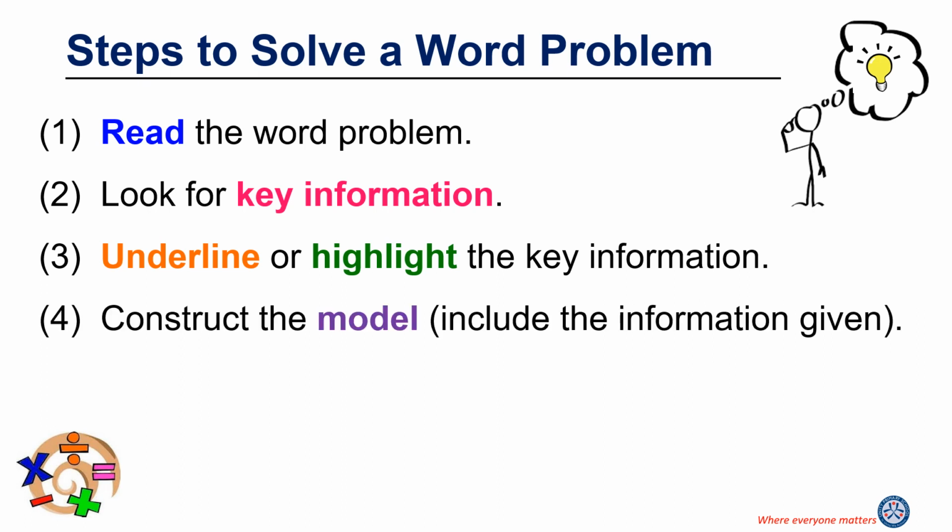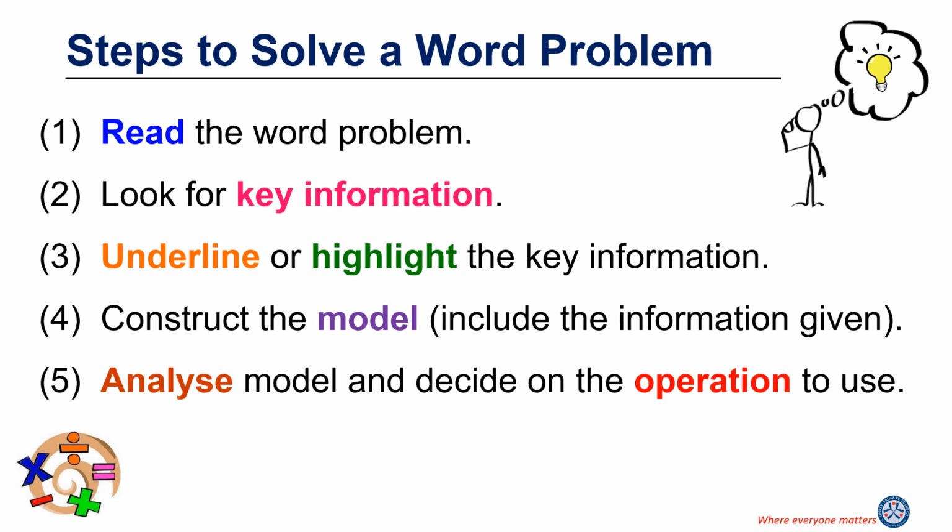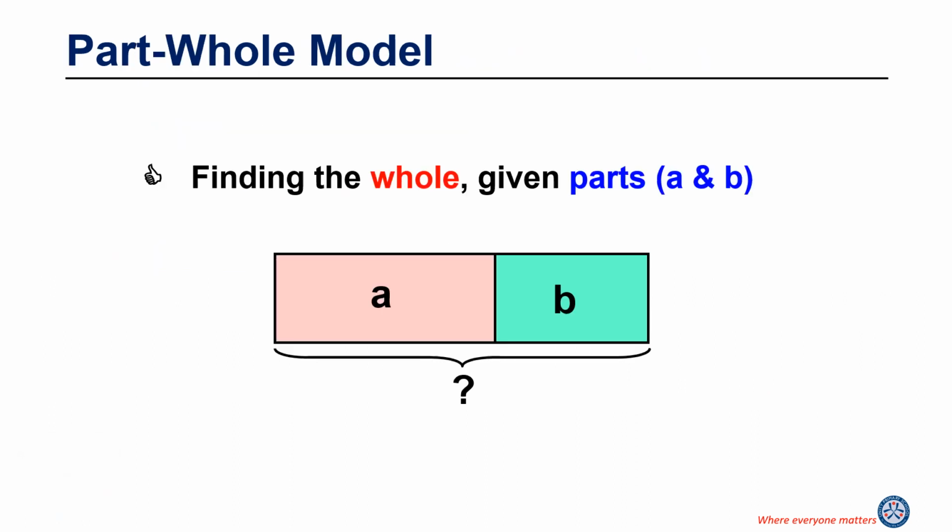After that, we will construct the model based on the information given. Analyze and decide on which operation to use. That is, add, subtract, multiply, or divide. How do we analyze a part-whole model to solve the word problem? If the values of parts A and B are given, and we have to find the value of the whole, we have to add the numbers for parts A and B.